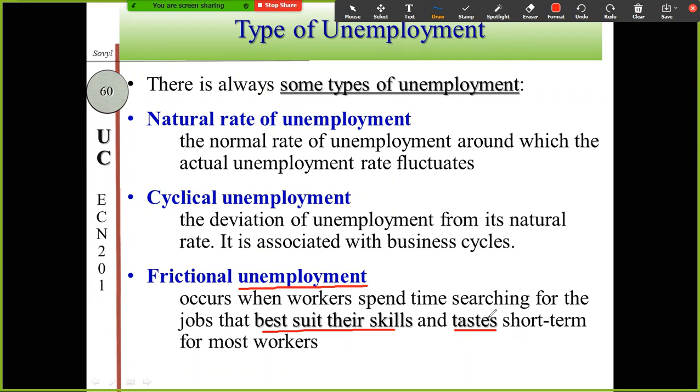Normally this is short run. Why short run? Because they can find another job maybe in the short run. They cannot stay unemployed for long. They can find a job easily, but maybe this job does not satisfy them, so they resign from it or quit it, and they try to find a new job that is the best fit to their skill or taste. That's why this unemployment is because of the workers themselves. They resign from the current job because they are not satisfied with it, so they try to find a new one. So it's a short time because they cannot stay unemployed for long.